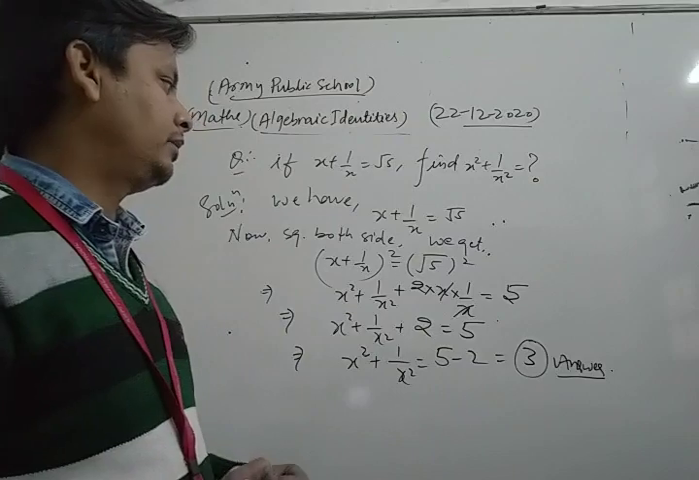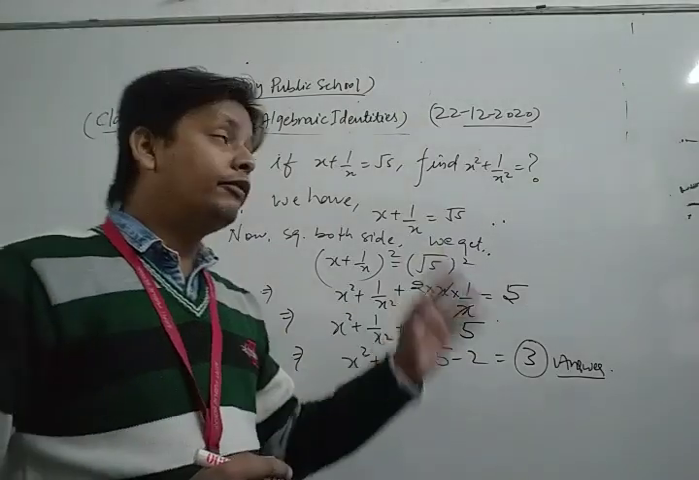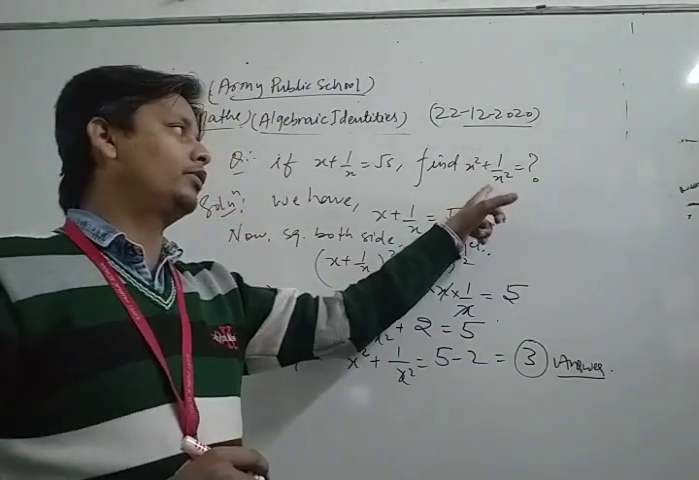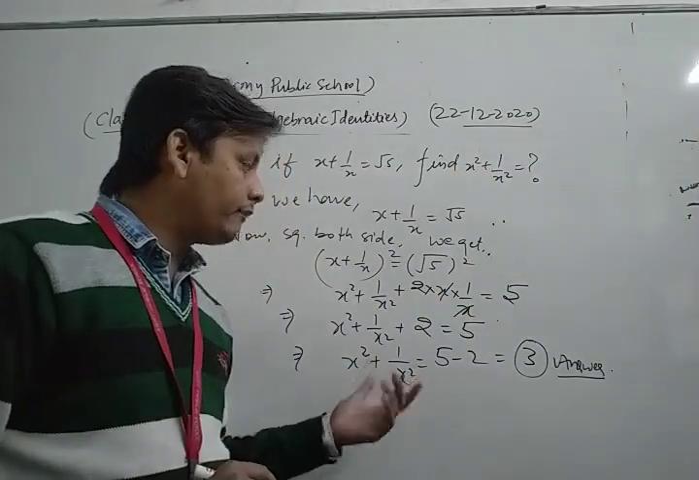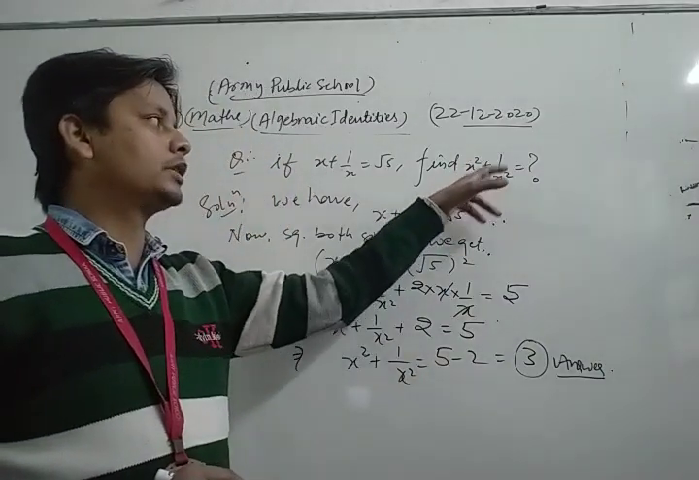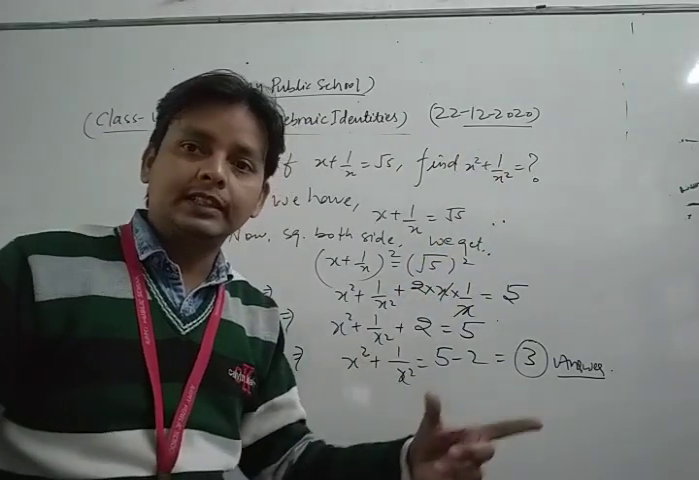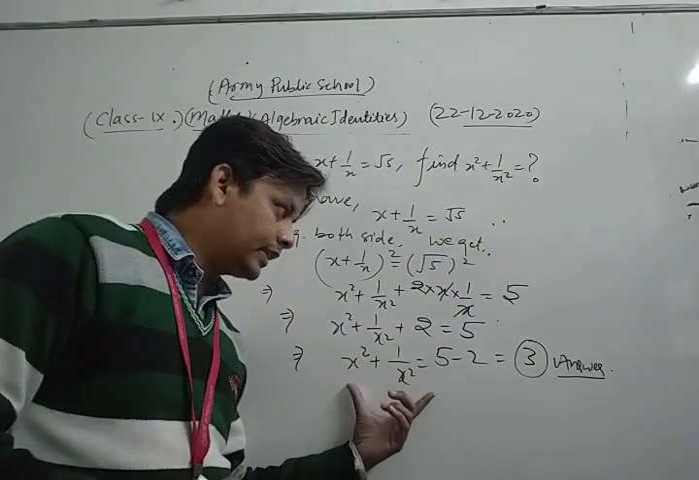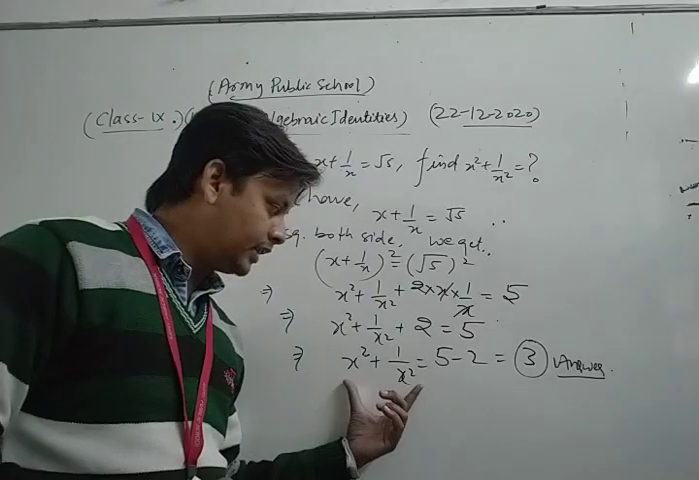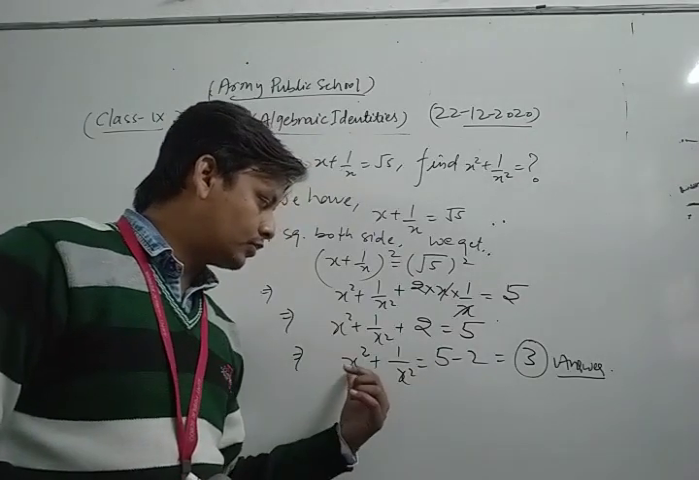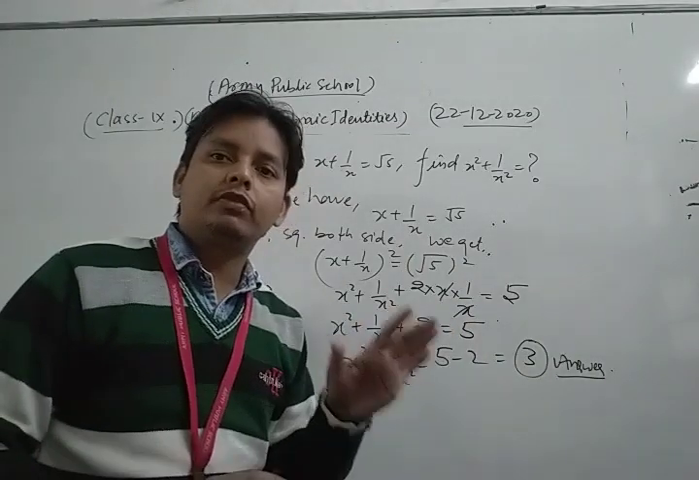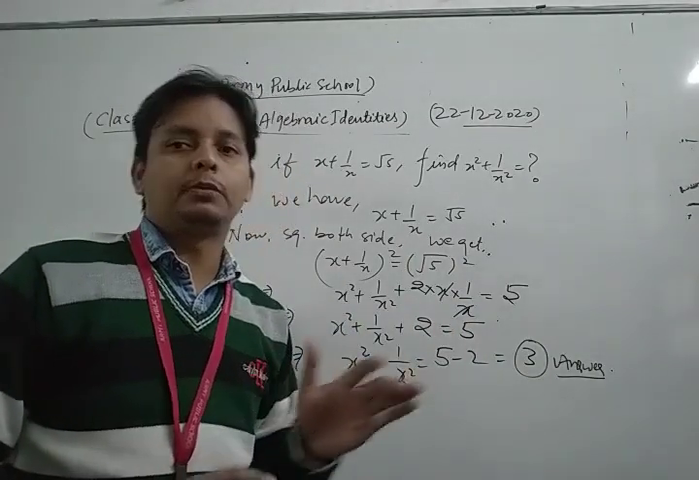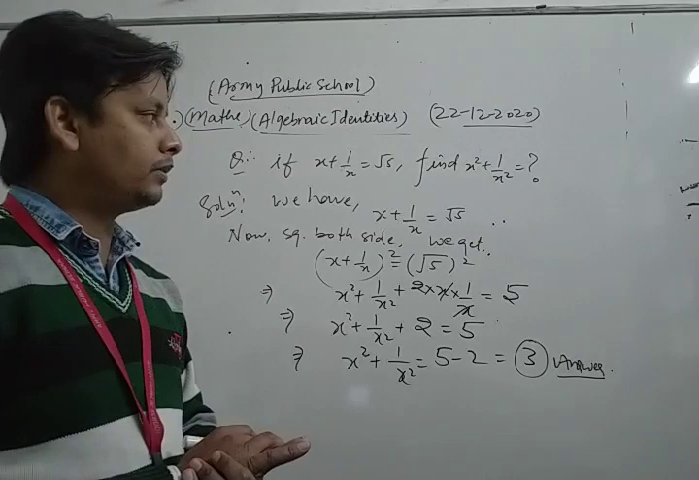Let's see once more, dear student. If we need to find the value of x to the power 4 plus 1 upon x to the power 4, then what do we do? In that condition, we again square both sides of x square plus 1 upon x square is equal to 3. Then we get the value of x to the power 4 plus 1 upon x to the power 4.